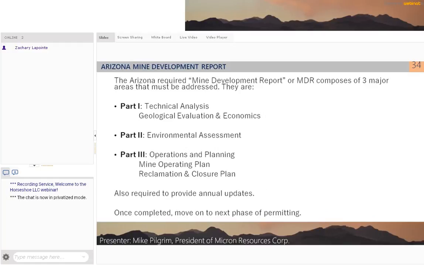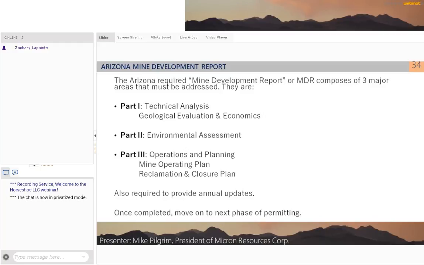Part 1 is the technical analysis, excuse me, the geological evaluation and economics. Part 2 is the environmental assessment. That's air, water, and ground, including having Indiana Jones, as he's known, go out there and find if there are any Indian artifacts or dinosaurs. And I hope they don't. I don't think they will. I say that jokingly, because my partner Boyd says, no, he removed it all already. Jokingly, of course. Part 3 is operations and planning.